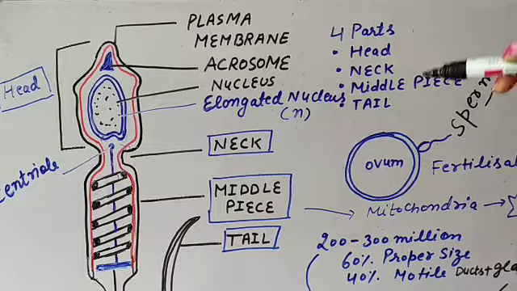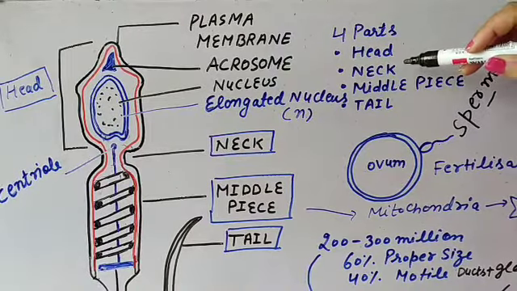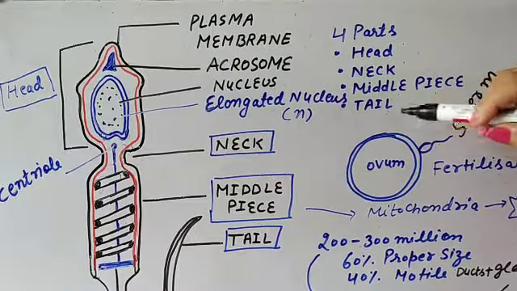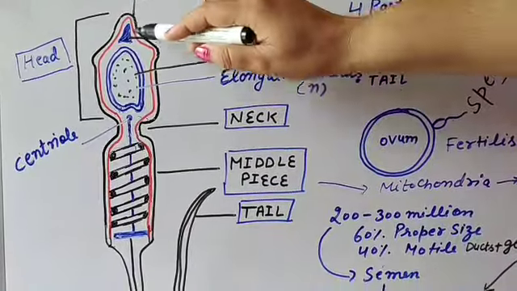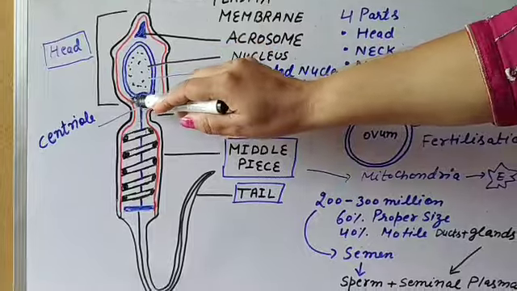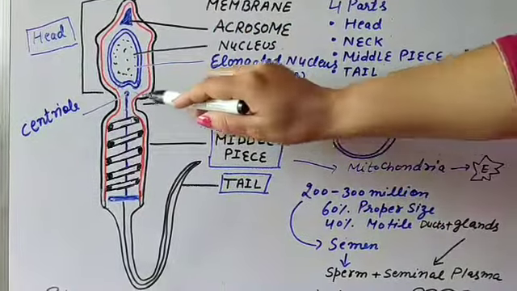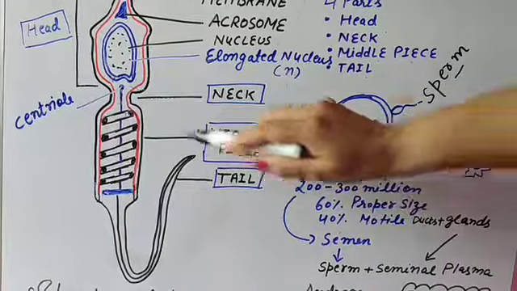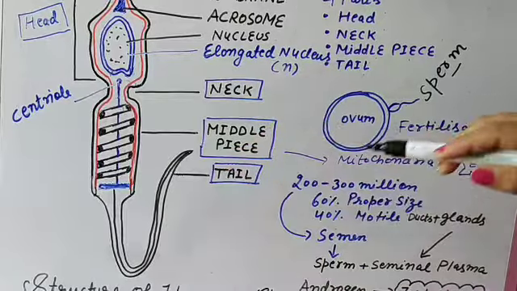Sperm consists of four main parts. First is the head, second is the neck, third the middle piece, and fourth is the tail. Now with the help of the diagram, the first portion, from the top up to the acrosome to this part, is known as the head. Second is the neck, a very short neck. Then we have the middle piece, and then the tail.